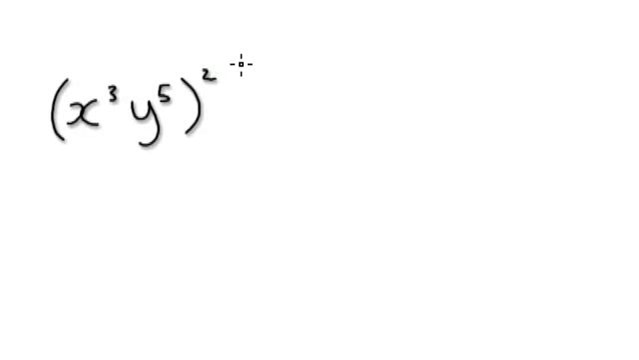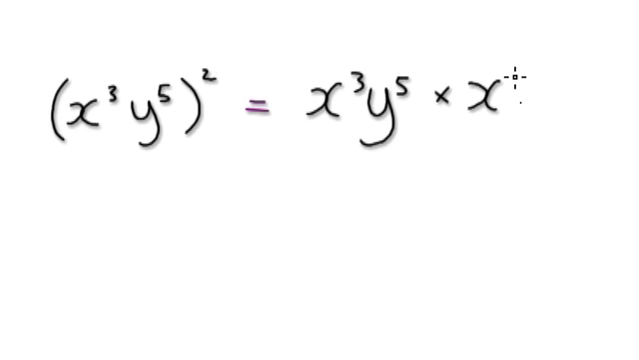Before I give you some more examples, let me just make sure that you understand something first. When you get given this here, and then you're asked to square it, what it means is you get this and then times by itself. So basically, it means this: x to the power 3, y to the power 5, and then you've got to times by itself.